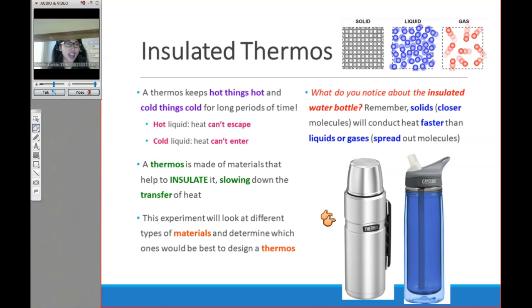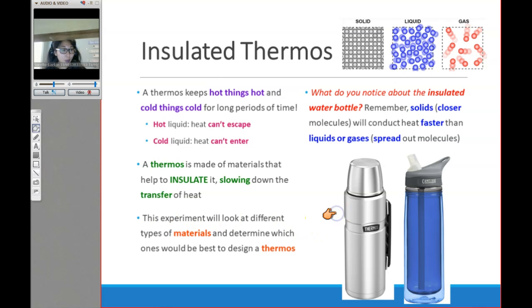You've probably seen one of these. And what have you used it for? Tell me in the chat box. What have you put in your thermos and why? Yes, you can put hot soup in it. You can put hot coffee in it. What else can you put in there? Yeah, you could put water, hot water, or cold water.